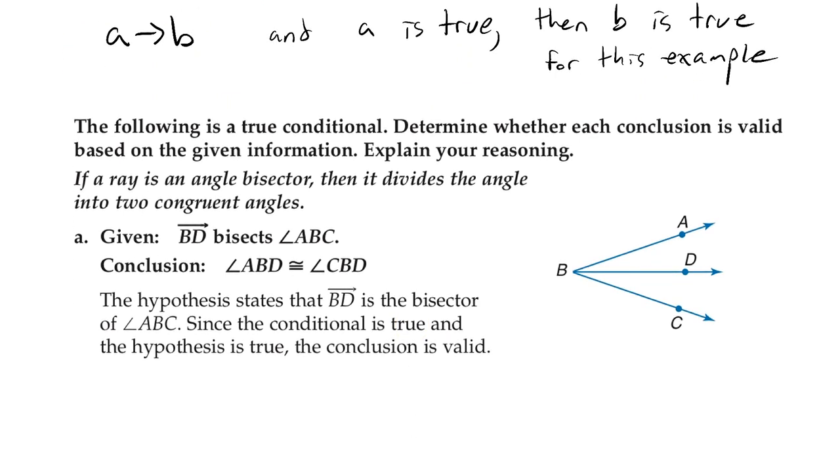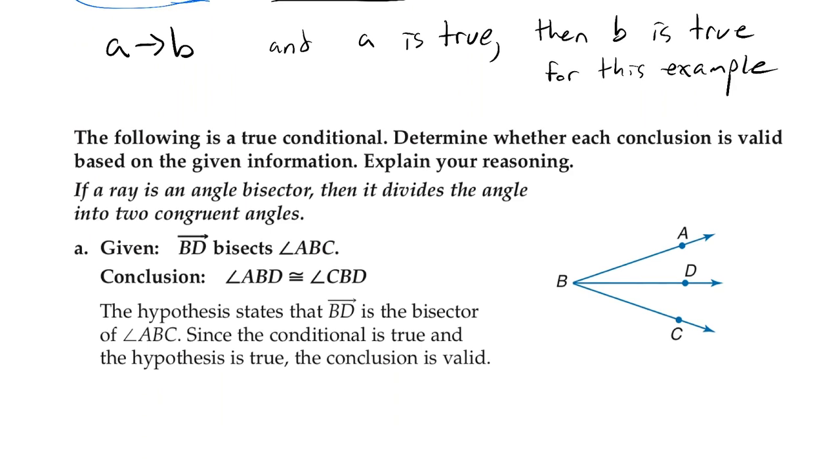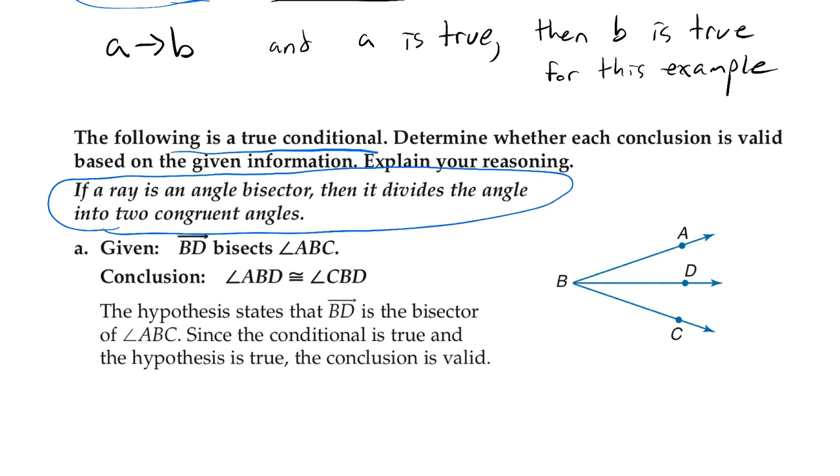This one says the following is a true conditional. Determine whether each conclusion is valid. So we have this true conditional statement: if a ray bisects an angle, so if it's the angle bisector, then it divides the angle into two congruent angles. That's the very definition of an angle bisector. And we're given just a fact: ray BD bisects angle ABC.